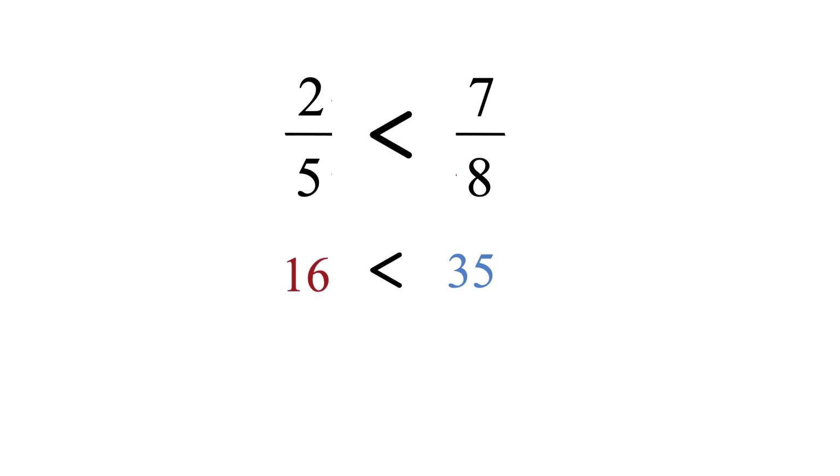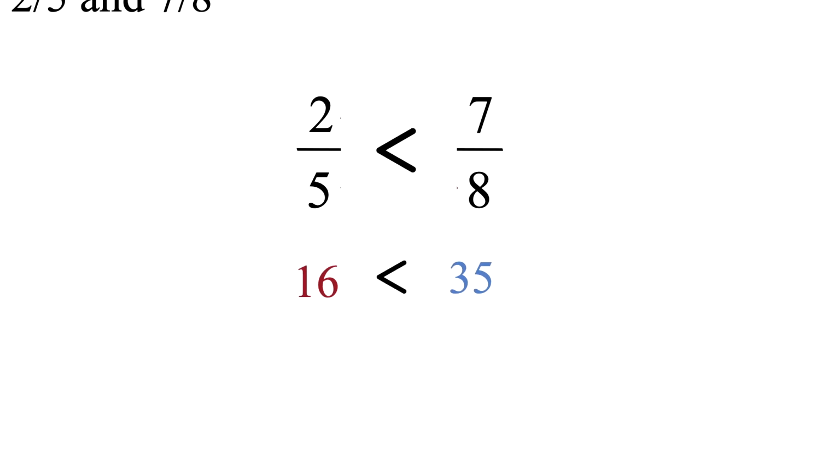Please avoid the common mistake of putting the values on the wrong side. The position of the 16 and 35 is important. If you had interchanged them, you'll say 2 over 5 is greater than 7 over 8, which will be wrong.